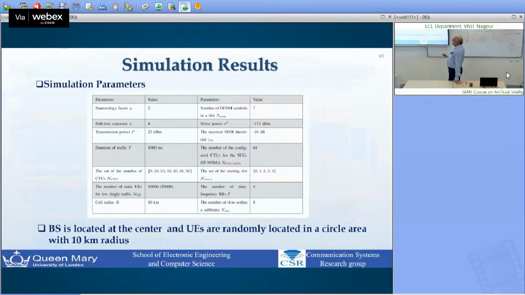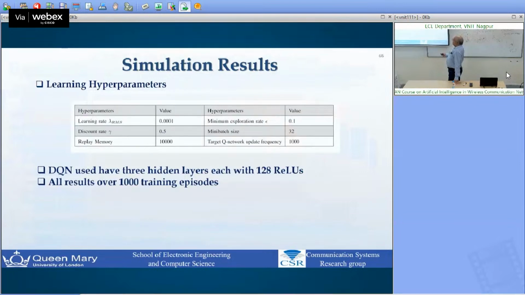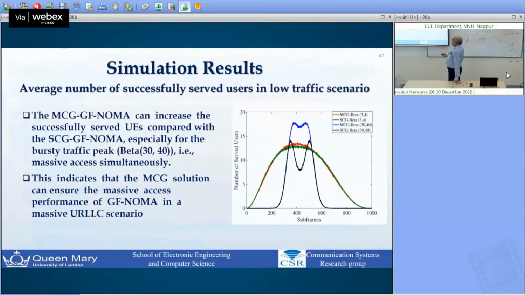Here we have the cell radius 10, number of devices 10,000 and 50,000. The traffic duration we consider is 1,000. Again we consider the base station located at the center of the 10 kilometer radius area. Like earlier, we consider 3 hidden layers with 128 rectified units.